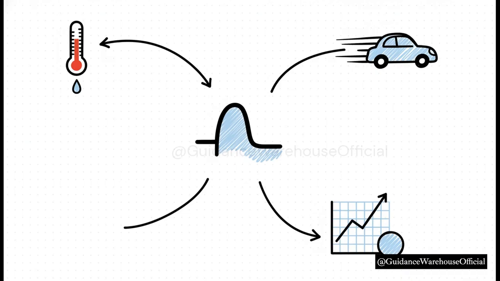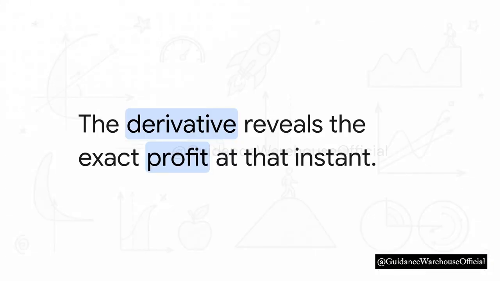It finds your exact acceleration in a speeding car. In business, it reveals a company's marginal profit on a single, specific unit of production. It is literally the mathematics of change. Let's look at a concrete business example to really drive this home.